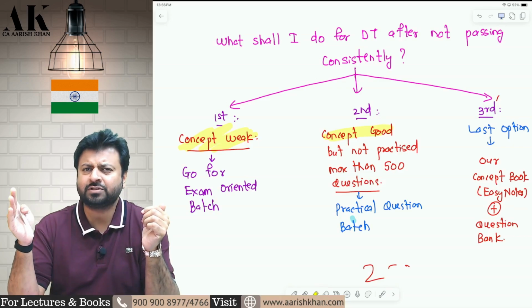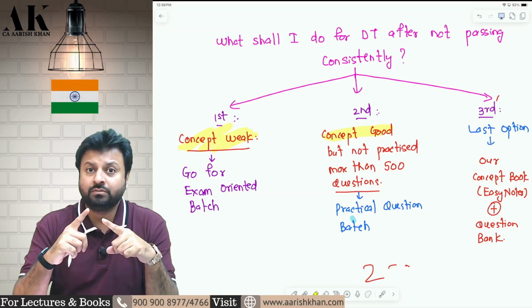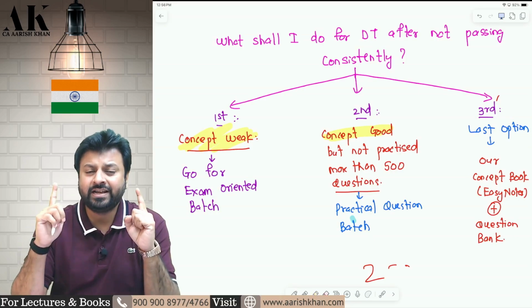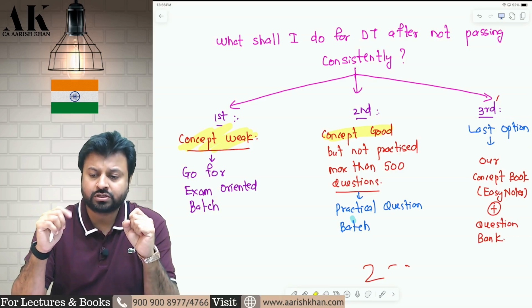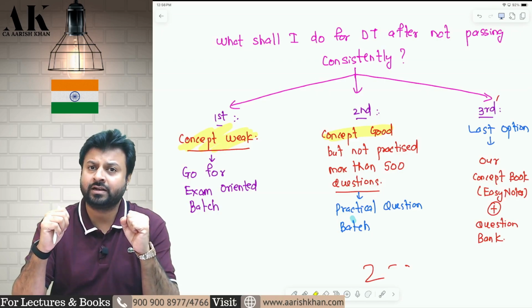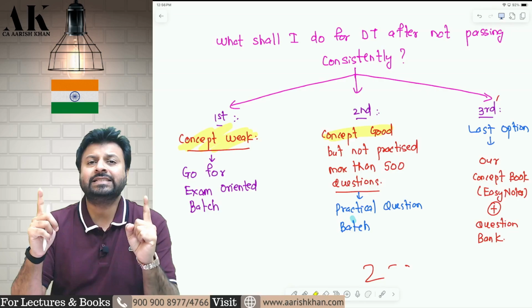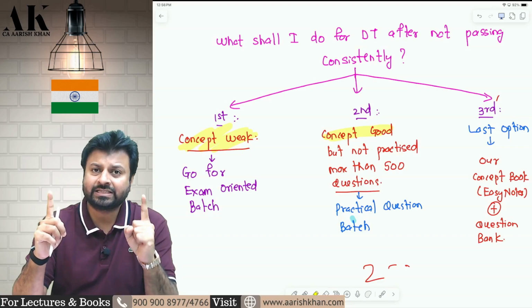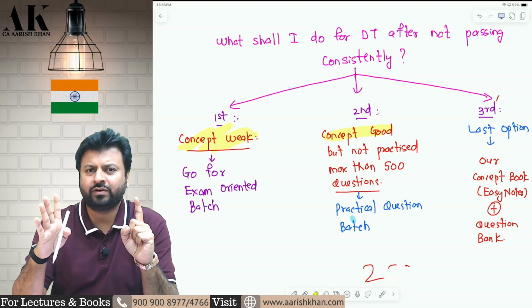That is something which is very exceptional and genius. But most of the students who clear the exam do extensive and intensive practice of practical questions. That's what is required at CA final direct tax. So if you feel that your concepts are good enough, then you can go for CA final direct tax practical question batch in around 40 to 45 hours.